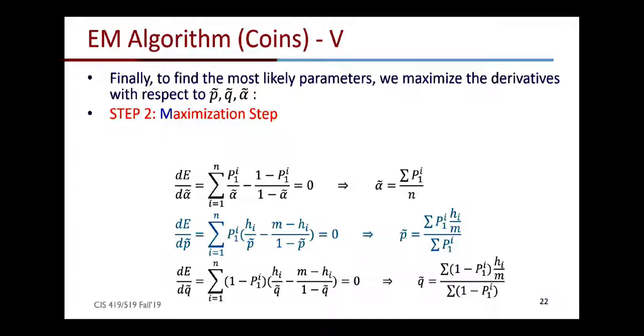Which should make sense, right? What's the interpretation of this? What is our estimate for alpha? P1i was the probability that the ith coin was labeled 1. So the sum over this, essentially you're counting how many of the n coins were labeled 1. So it makes sense that this divided by n is alpha. Okay? So this should make sense to you.